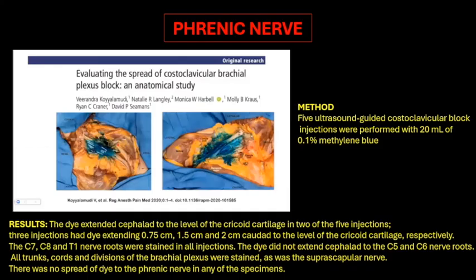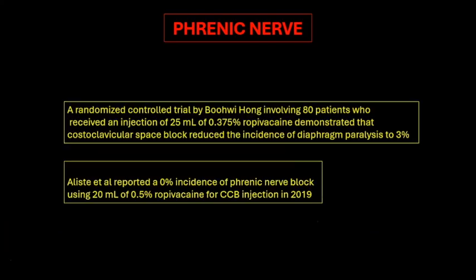phrenic nerve involvement. A randomized control trial by Bhumi, including 80 patients who received an injection of 25 ml of 0.375% ropivacaine, demonstrated that the costoclavicular space block reduced the incidence of diaphragmatic paralysis to 3%. Alice et al. reported zero incidence of phrenic nerve block using 20 ml of 0.5% ropivacaine for costoclavicular block injection.